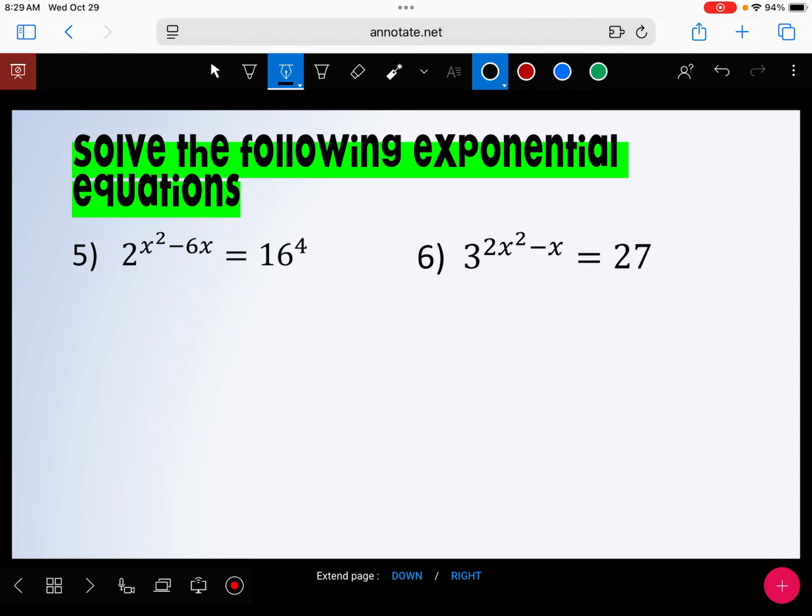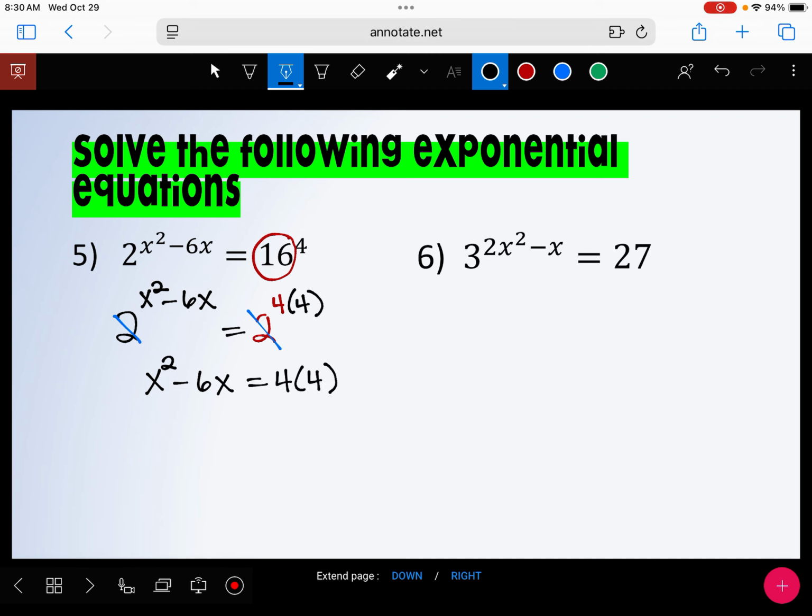How did you rewrite 16? 16 became what? 2 to the 4th power. So 2 to the power of x squared minus 6x equals, and then this becomes 2 to the 4th. We can't ignore the 4 that's already there, though. So then this drops off, and I'm left with x squared minus 6x equals 4 times 4. And what is 4 times 4? 16. X squared minus 6x equals 16.